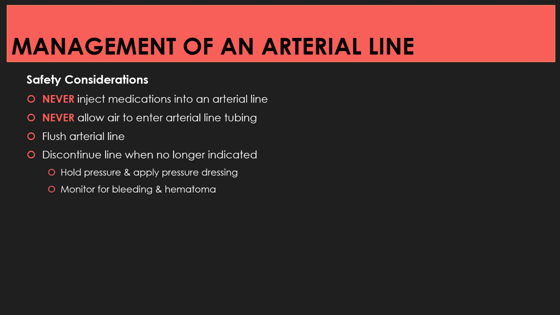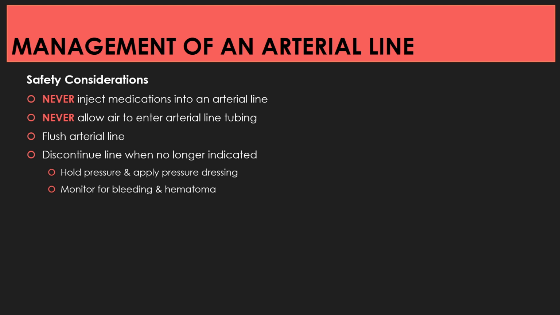A few safety considerations with an arterial line: we never, ever inject medications into an arterial line. It is just for monitoring arterial pressure or blood draws. So we do not inject medication into an arterial line. We also never allow air to enter the arterial line tubing. Again, this would cause an air embolus.